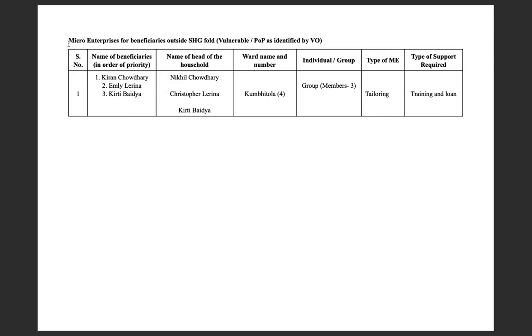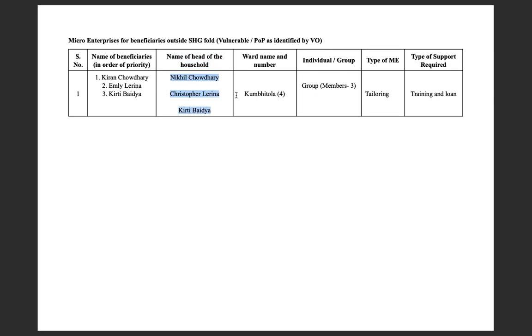We will also capture the data for micro enterprises for beneficiaries outside the SHG fold who belong to the vulnerable and the poorest of the poor category. So here 3 people want to make a group and want to start a tailoring ME, for which they want training and loan. So here what we have to see is that under the column of name of beneficiaries, the names of all the people who want to take up group micro enterprise have to be written. Name of the head of the household for all the members has to be written.